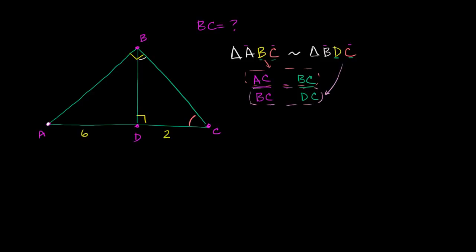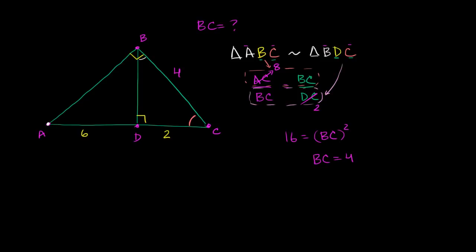We know that AC is equal to 8. 6 plus 2 is 8. And we know that DC is equal to 2. That's given. And now we can cross multiply. 8 times 2 is 16, which is equal to BC times BC, which is BC squared. And so BC is going to be equal to the principal root of 16, which is 4. BC is equal to 4. And we're done. The hardest part about this problem is just realizing that BC plays 2 different roles, and just keeping your head straight on those 2 different roles.